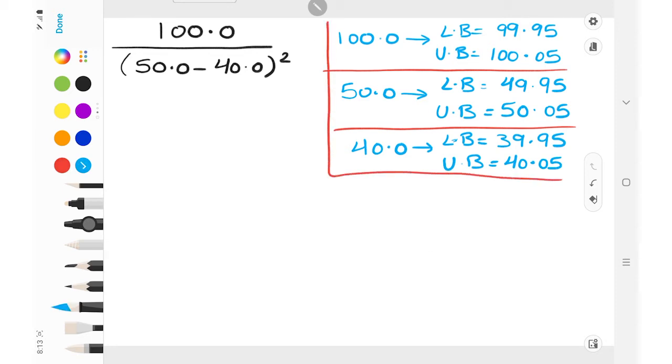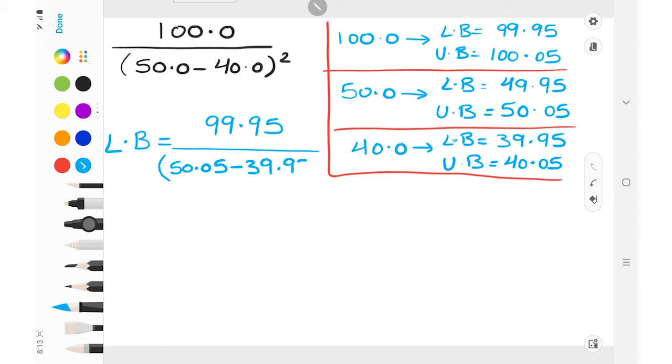Now I can find the lower and upper bound for the calculation. For my lower bound, I want the lower for the 100, which is 99.95, divided by the upper. Now upper for multiplication is upper multiplied by upper. It's done. Now the upper for the subtraction: the first one is upper, but the second number, I want the lower one. This is the rule for subtracting. Squared. You will get 0.98. That's it. Pretty simple, right?